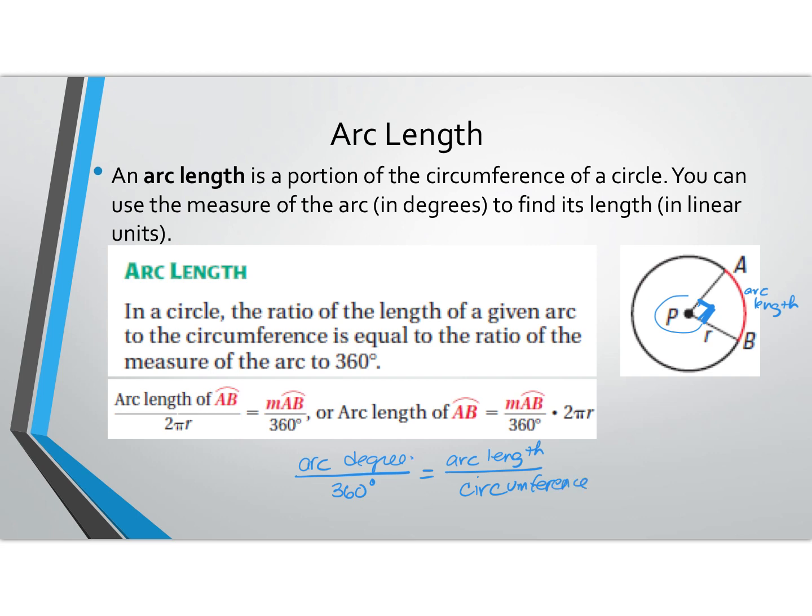So if you tell me the arc degree, 360 is always 360, and you tell me the arc length, guess what? I can find the circumference. Or if you give me the circumference, I can find the arc length. I can use proportional math to find the missing piece. So this is one way that we do it. When I was taught in school, I was taught using the proportion, saying that the ratio of the arc length to the total circumference is going to be the same as the arc degree to 360.